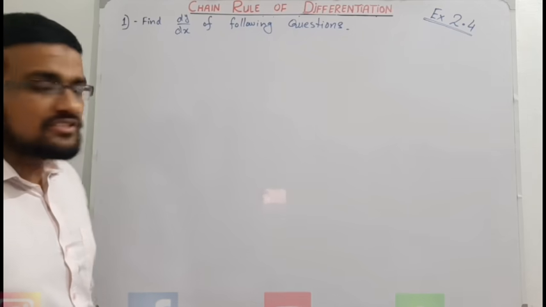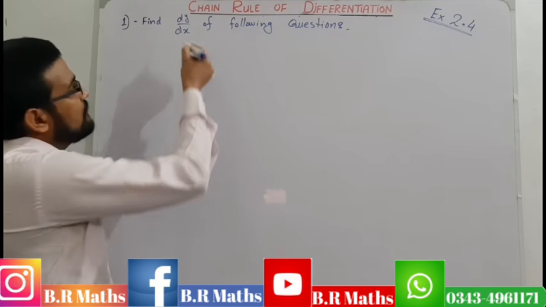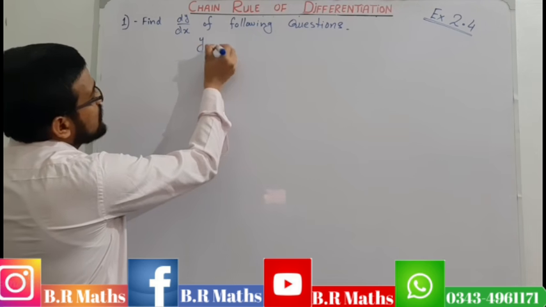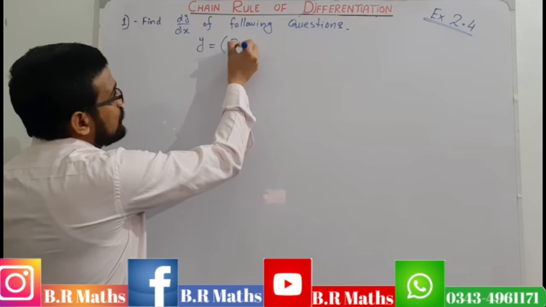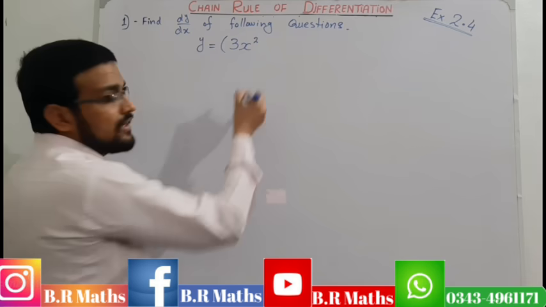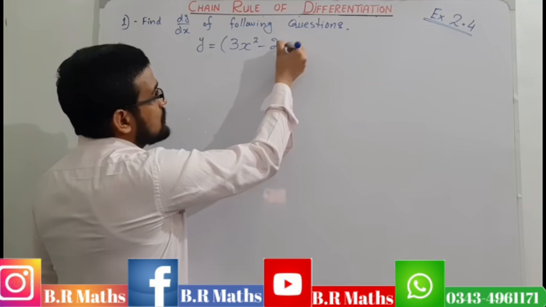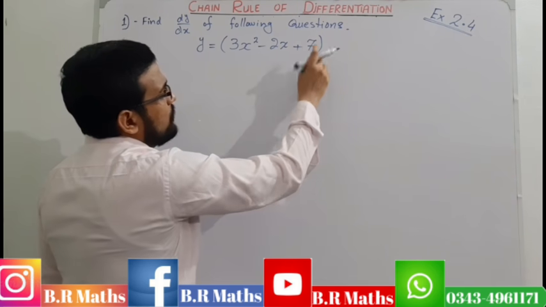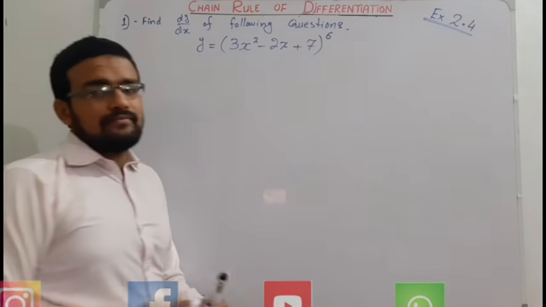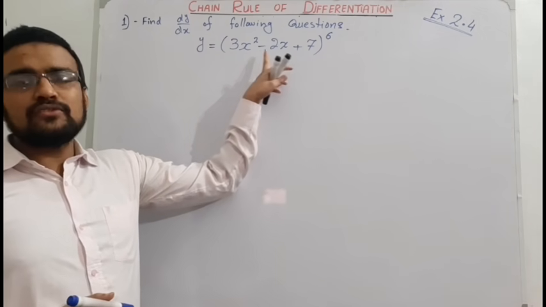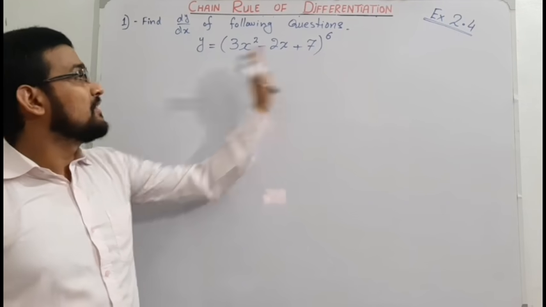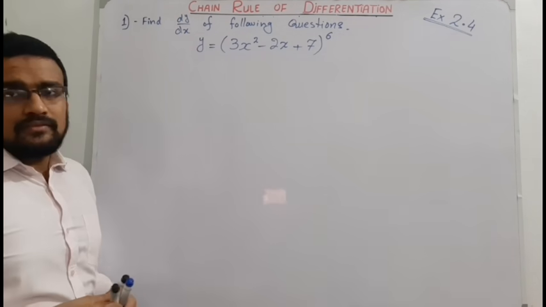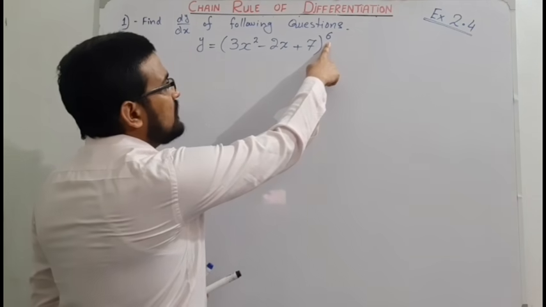Now students, the next question is find dy over dx of this question. The question is y is equal to 3x square minus 2x plus 7, whole power 6. This is the fourth part of question number 1. Find dy over dx. This one whole power 6.